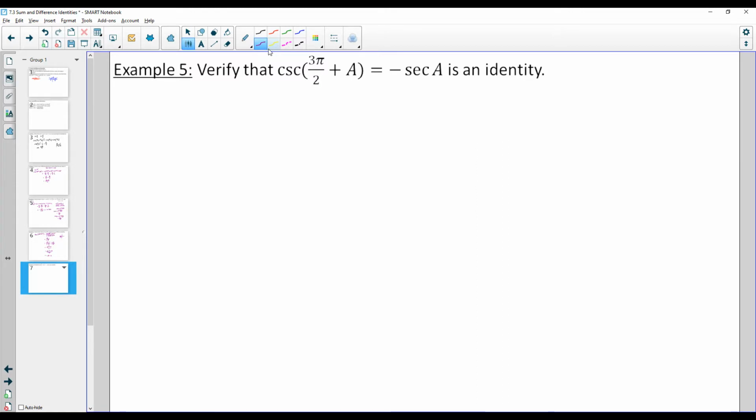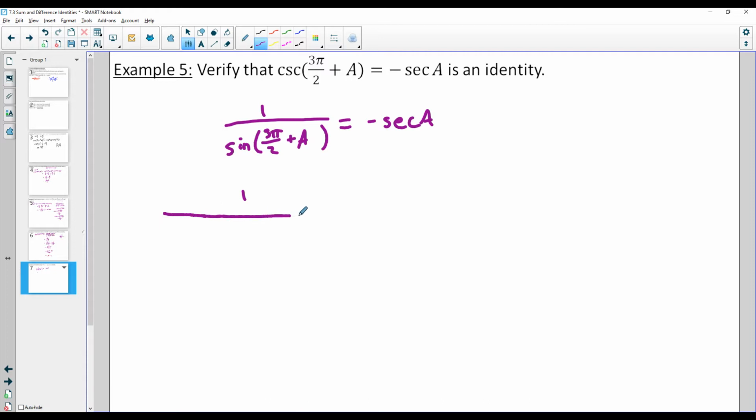Well, I know cosecant is really 1 over sine. So let's do the sine of 3 pi halves plus a equals negative secant of a. Well, and then we also know that we are using sum and difference identities now, so we can probably split that up using our sum and difference identity. So let's go ahead and do that.